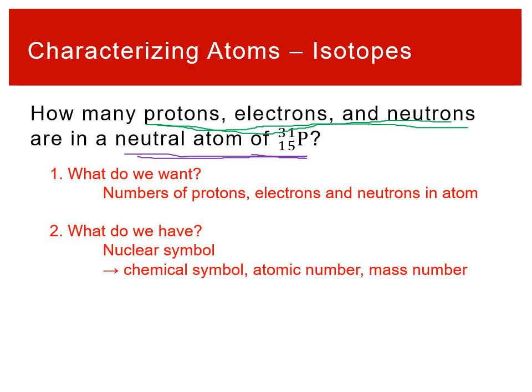We just said it was all that information about a neutral atom of 31/15 P. So that information with the P is a nuclear symbol, and there's a lot of information cooked into that nuclear symbol, right?